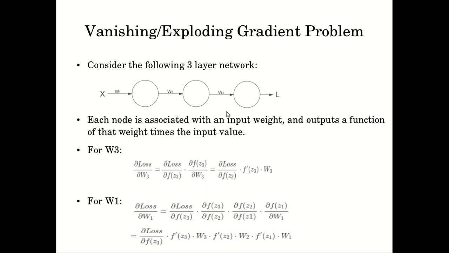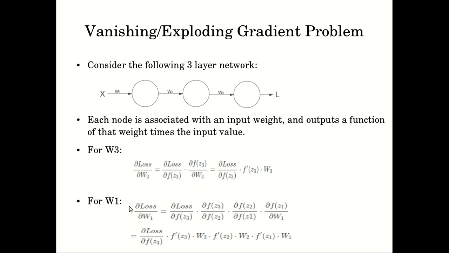So for the weight matrix W3, the gradient can be calculated using a simple chain rule, which is the derivative of loss with respect to the final output and the derivative of the final output with respect to W3. Here f is an activation function, and Z3 is the affine transformation performed in the final neuron. So this is the simple equation which is used to compute the gradient for W3.